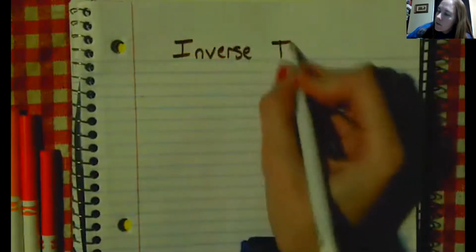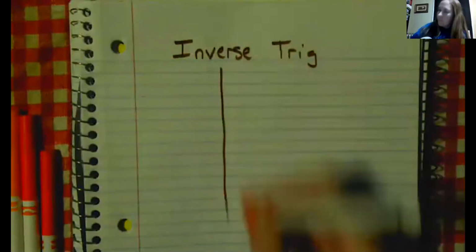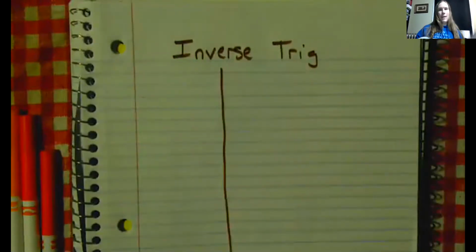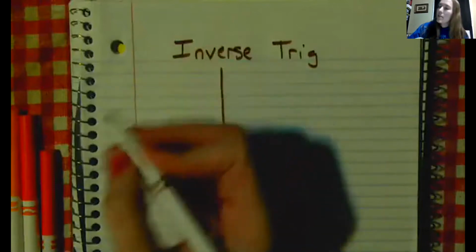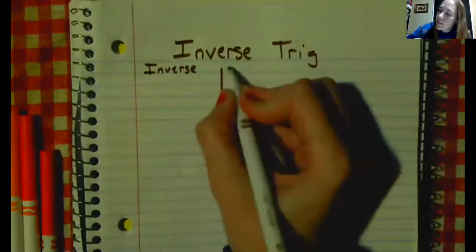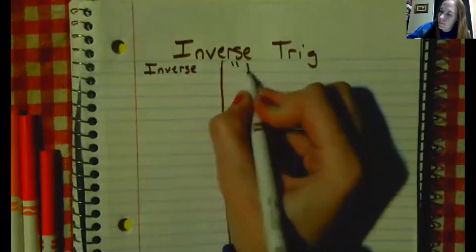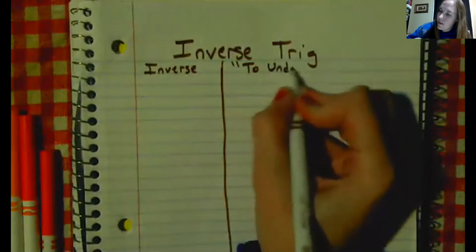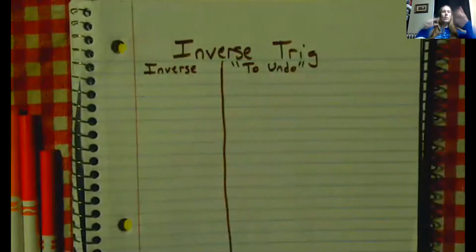Morning. So what we're going to be talking about today is what we were just kind of talking about with inverses. We're going to be talking about inverse trig today. And so what we just said that inverse meant, inverse means to undo. So in the general form, if you inverse it, you undo what you normally were doing.